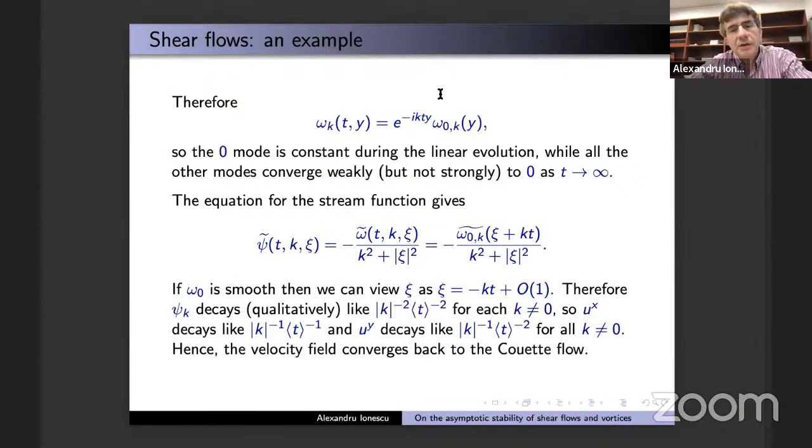Now, we can also understand the other quantities that are important in the Euler equation. You can understand the stream function, and we have an explicit formula for the kth mode of the stream function. Here we move to the Fourier space, because I want to make sense of other quantities as well. In the Fourier space, the formula that we get for the Fourier transform in y of the kth mode is omega naught, the Fourier transform of omega naught at the point xi plus kt, divided by k squared plus xi squared.